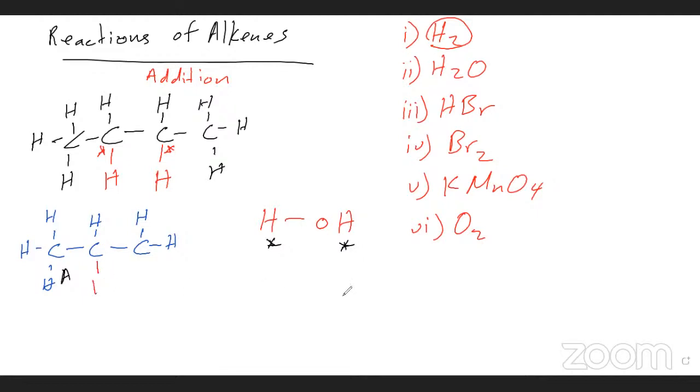We're going to put OH and H. So we're going to put the hydrogen, just like we're going to do with HBr here, on the carbon atom that has more hydrogen. So these are the two carbon atoms of the double bond. One of the carbons has one hydrogen. The next carbon has two hydrogens. Good. So the carbon of the double bond with more hydrogen, that is where you put this hydrogen. All right. So that is what will happen.